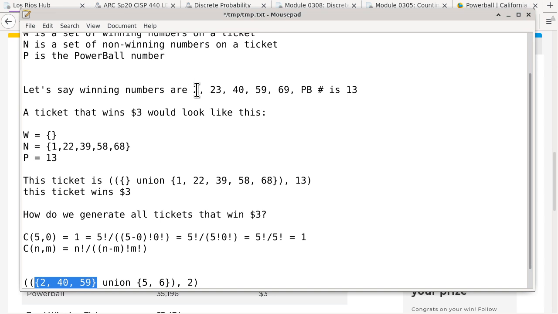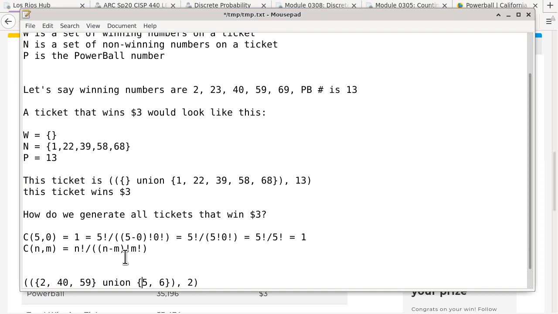Yeah. We see that 2, 40, and 59 are all matching the winning numbers. But we also need two numbers that are not matching. So 5 and 6 are not matching, so they are not one of the winning numbers, because you need to pick 5 numbers. If I need specifically only 3 of those 5 numbers to be a winning number, that means the other 2 have to be non-winning. Is that okay? So I choose 5 and 6 in this particular case.